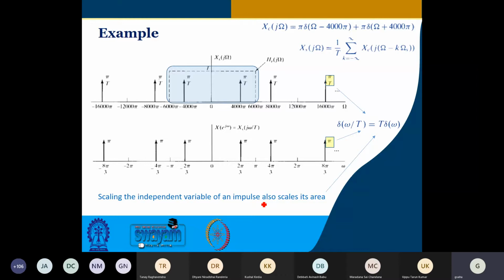Then we looked at some example where we had the original continuous time signal, which is something like this, and then its sampled version was a repetition. Of course, the 1 upon T factor is there, and then we had the corresponding X(e^{jω}).